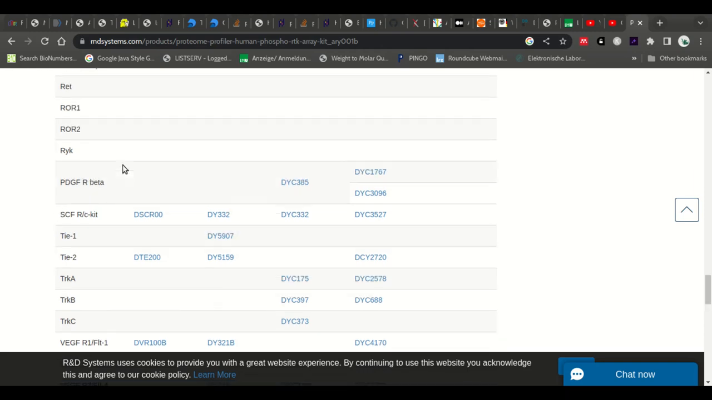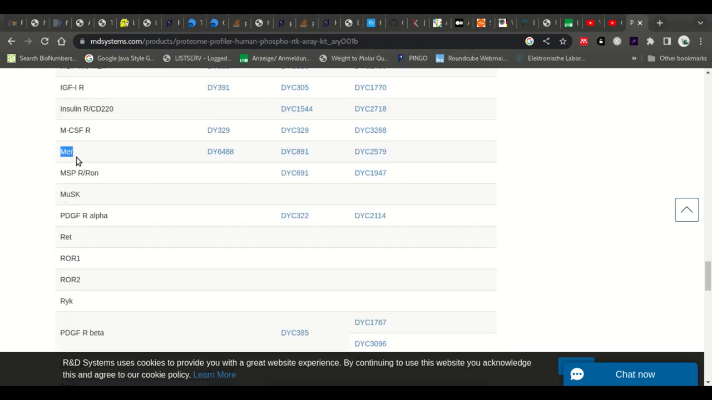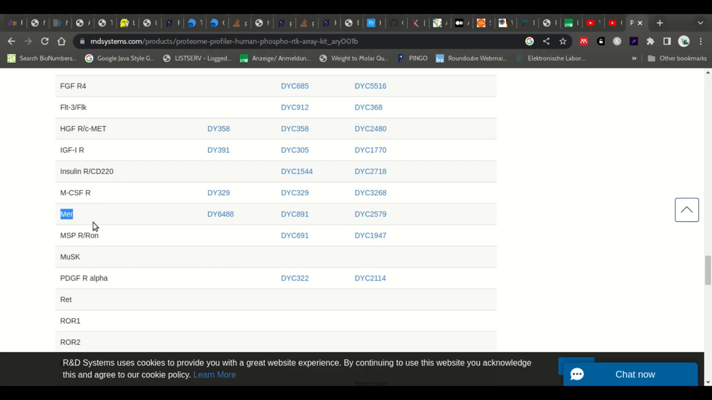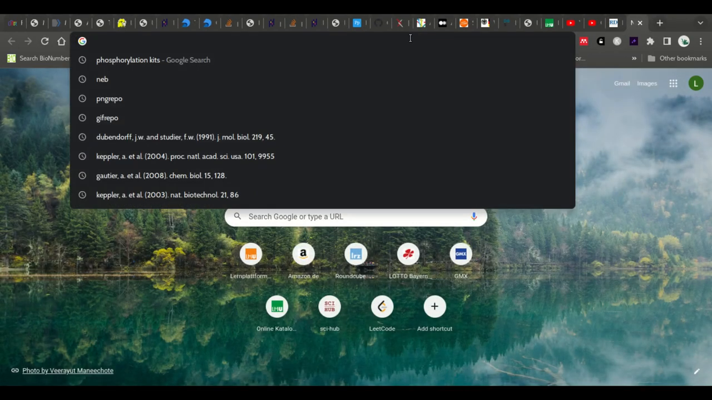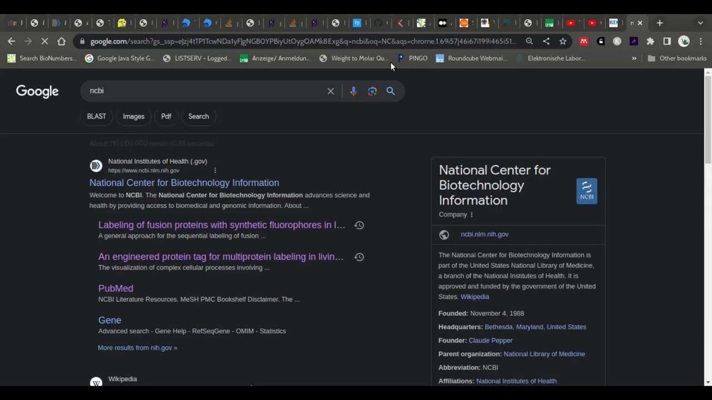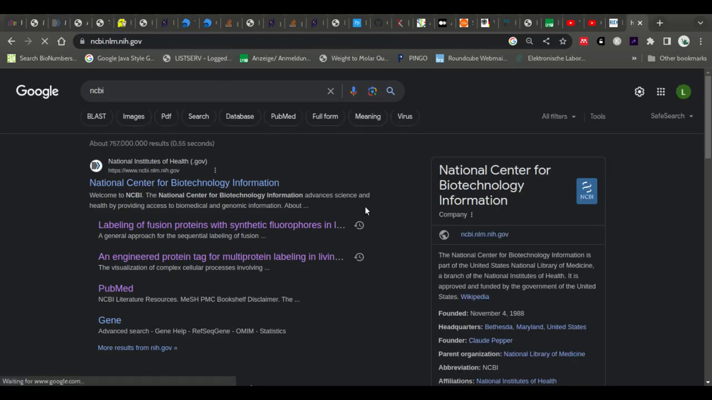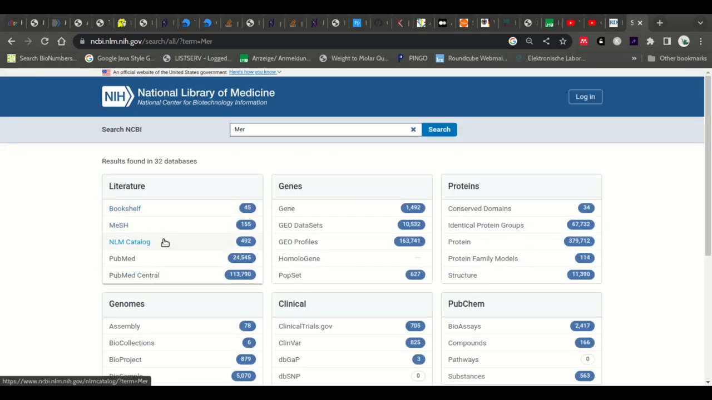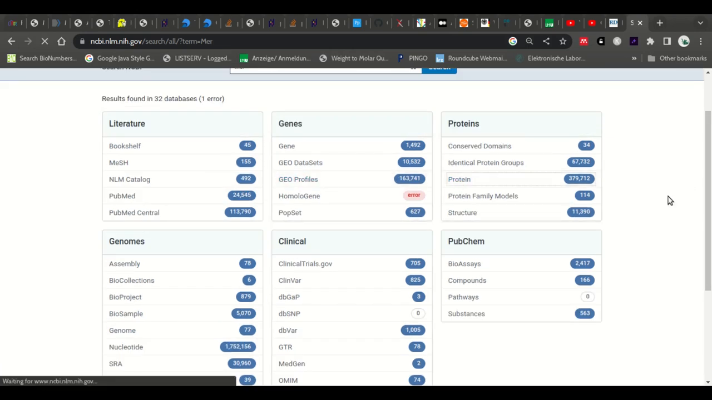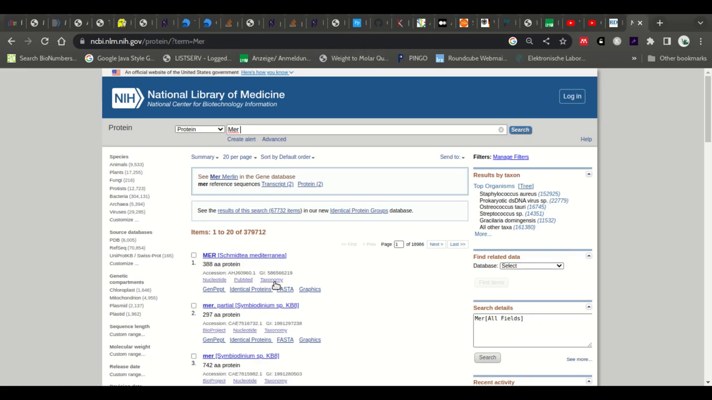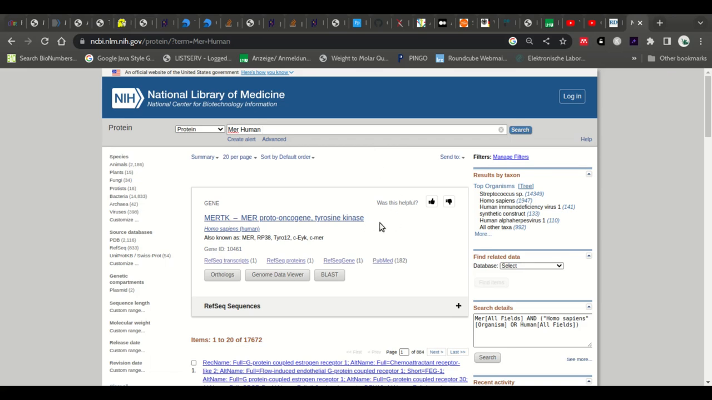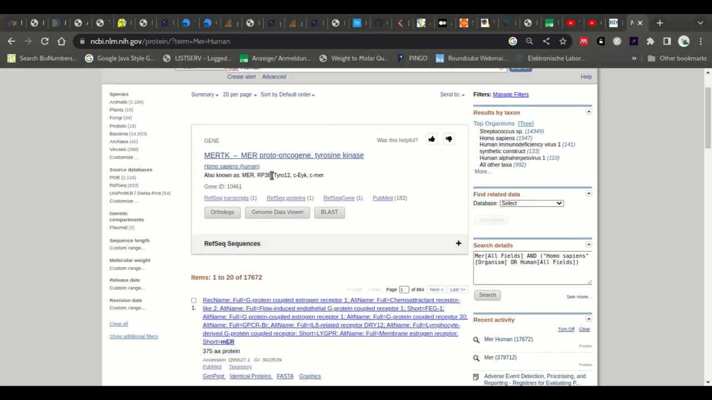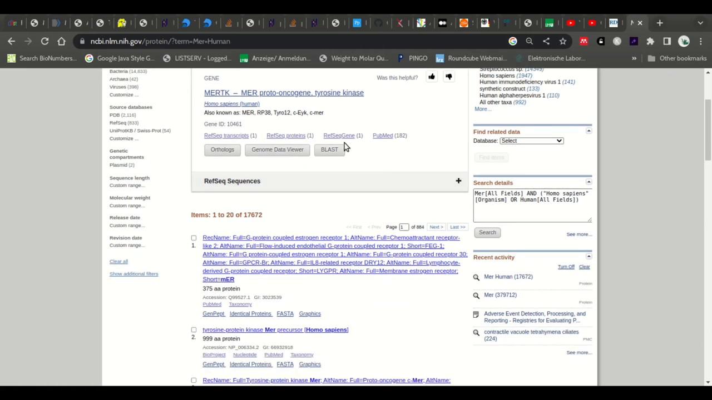Let's see how easy it is to find. My experience is these tiny ones are always the ones with the problems. Let's take a little one. So copy, search Google, and see if we find the protein. Maybe we find the protein that is meant. So I'm assuming it's the human, so let's look for human. Also known as MER, RP38.